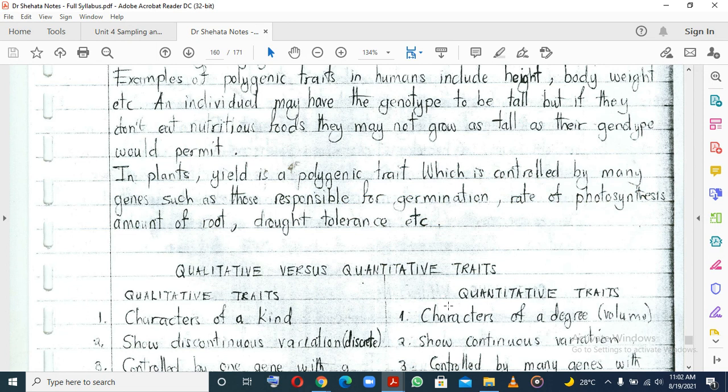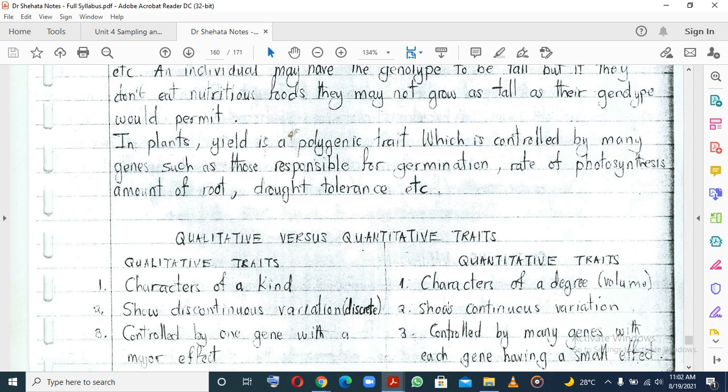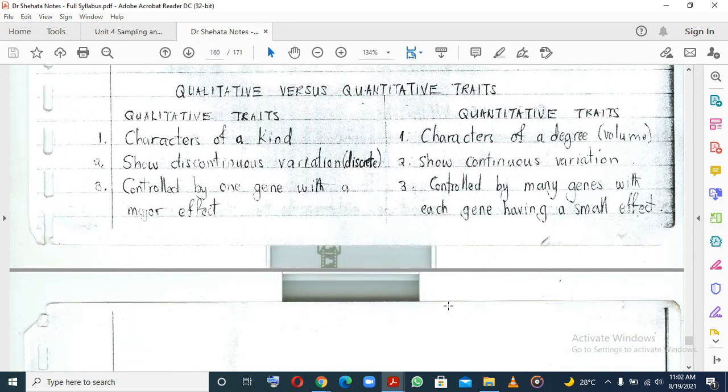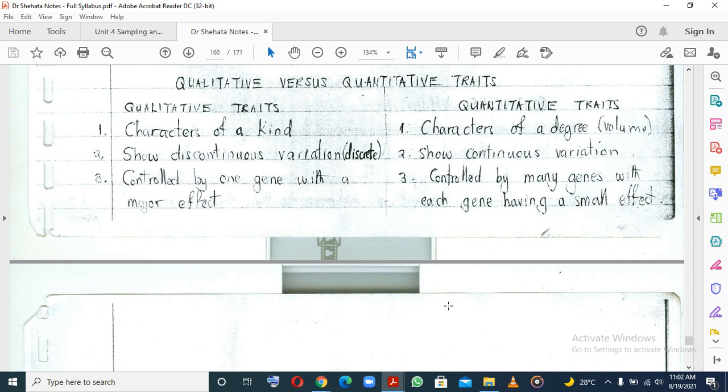In plants, yield is a polygenic trait. Yield is how much you get from what you've planted. So again, it's going to be affected by many genes, such as those responsible for germination, for the rate of photosynthesis, for amount of root, and also how resistant the plants are to droughts. We know that there are certain plants which are able to grow in hot areas, in places where there is little water supply. So it's because of those things.